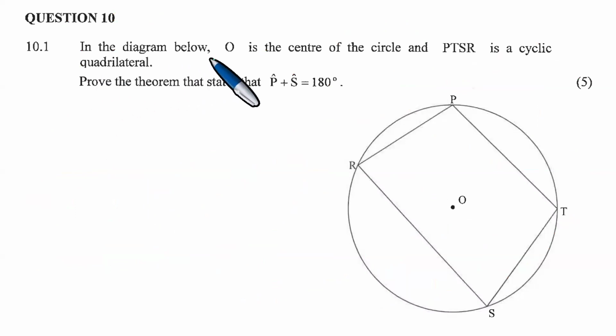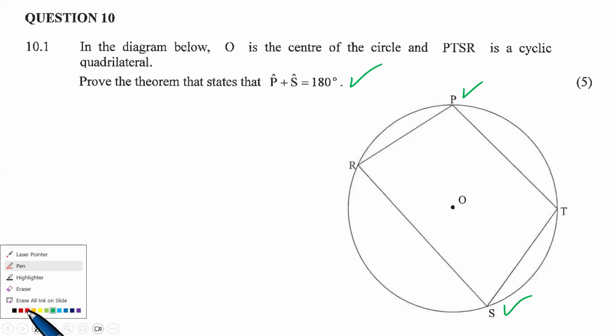Okay, in the diagram below, O is the center of the circle. Here is O, it is the center of the circle. PTSR is a cyclic quadrilateral. Prove the theorem that states that angle P plus angle S, here is angle P, and here is angle S. Angle P plus angle S equals 180 degrees. How do we prove this one here? Anyone?